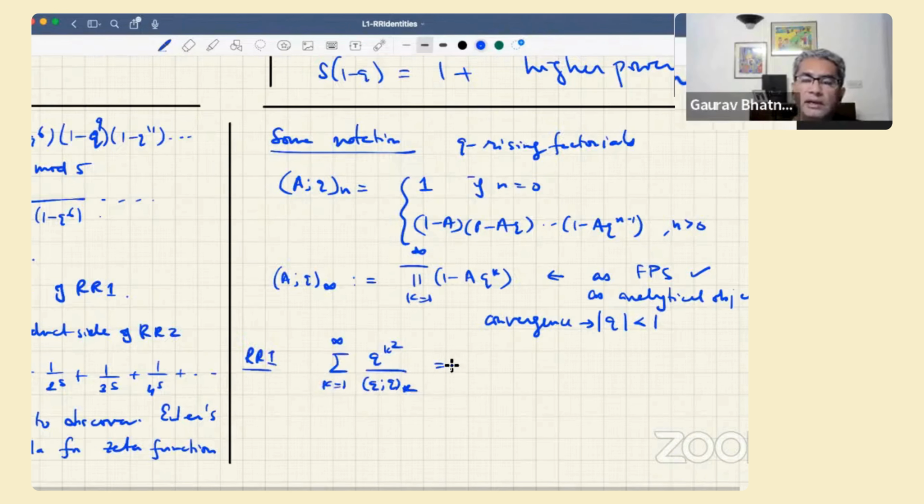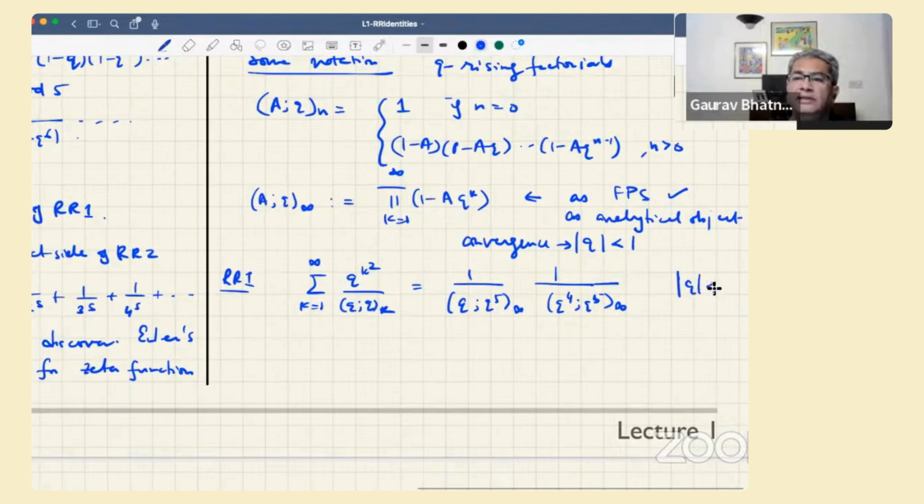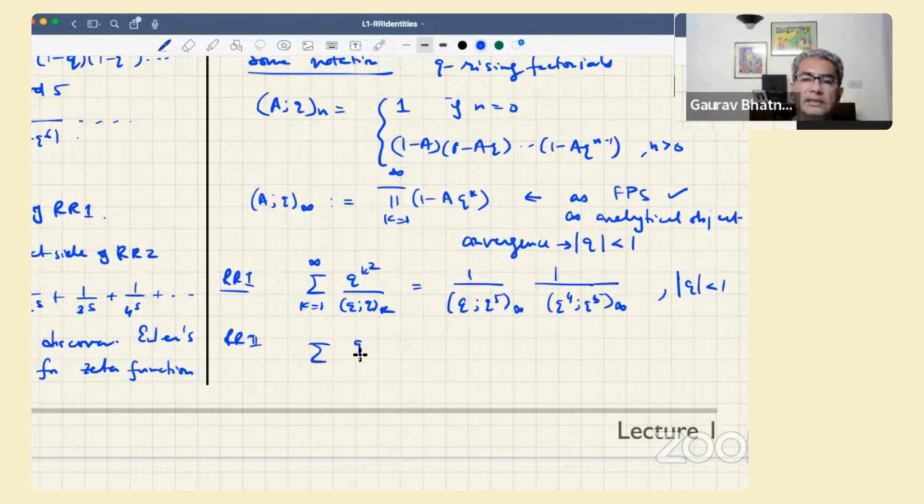In this terminology, Rogers-Ramanujan 1 you will see as the sum of q to the k squared over (q;q)_k, k going from 0 to infinity, is equal to 1 over (q;q^5)_infinity times (q^4;q^5)_infinity. And as analytical identities, you need q less than 1.